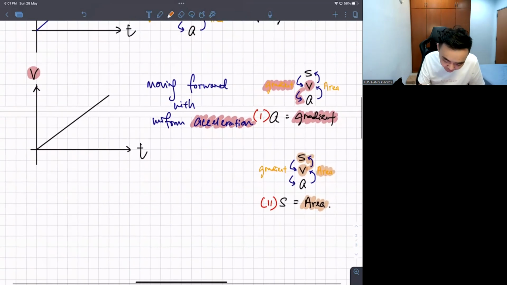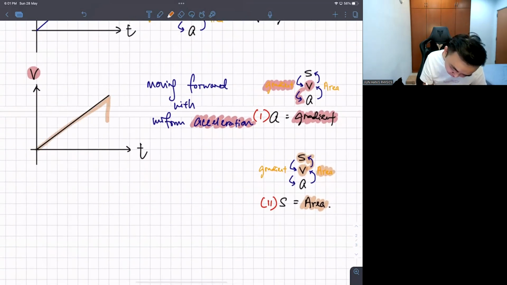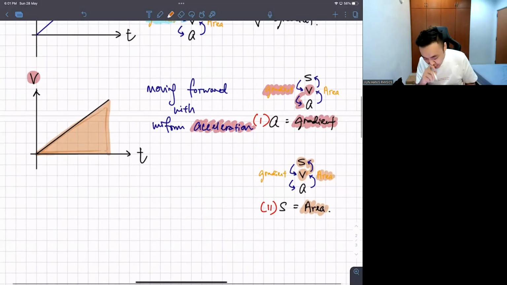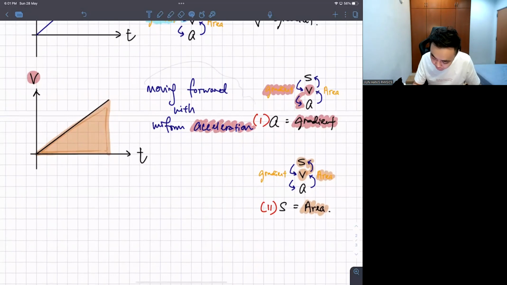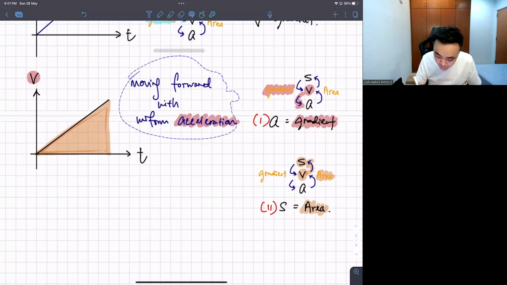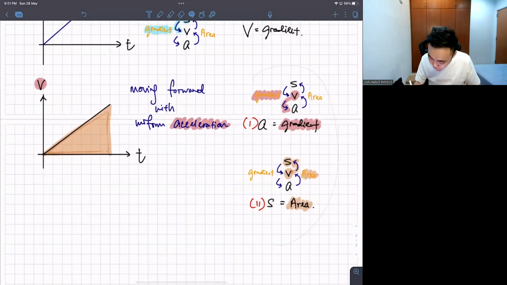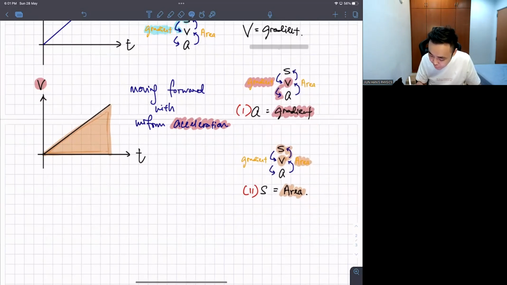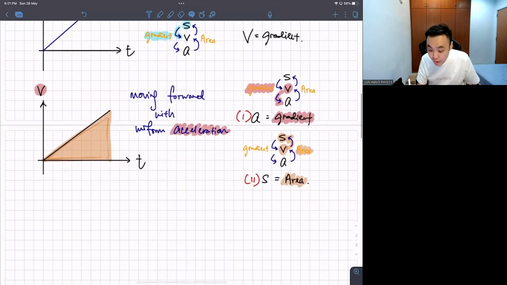Area means what? You calculate the area between your graph and the x-axis. And then you can see what shape it is, right? Triangle. I suppose you can do that lah. So there you go. For the VT graph, you got two things to go through. One is to calculate acceleration. One is to calculate displacement.